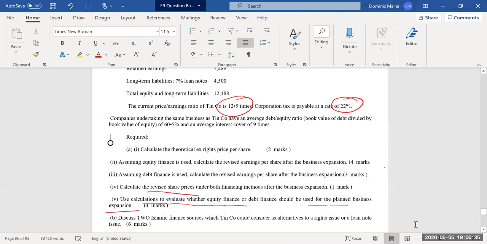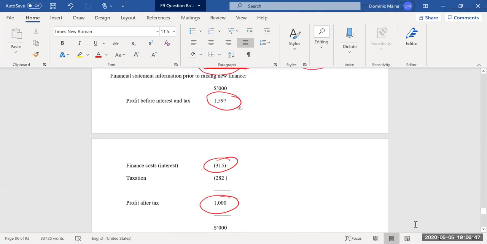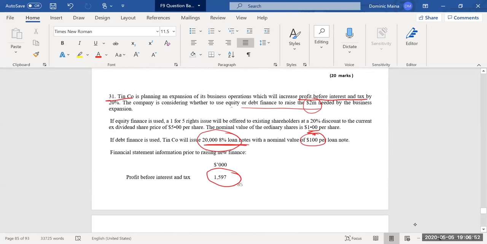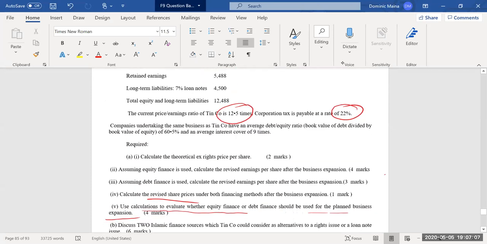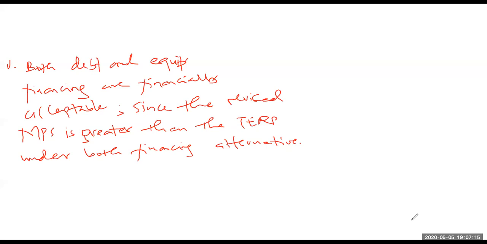Before the company came over to finance the expansion, what was the earnings per share? I think we may need to make a calculation, because it's not given. Or is it given? Okay, 0.4, was it given or do you need to calculate? I guess you need to calculate. It's not given, so maybe a single calculation on the earnings per share. So that was the first argument.